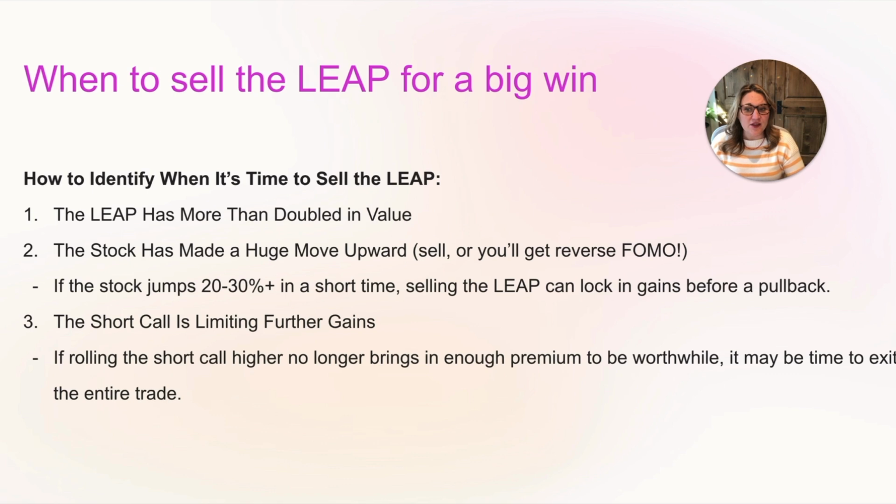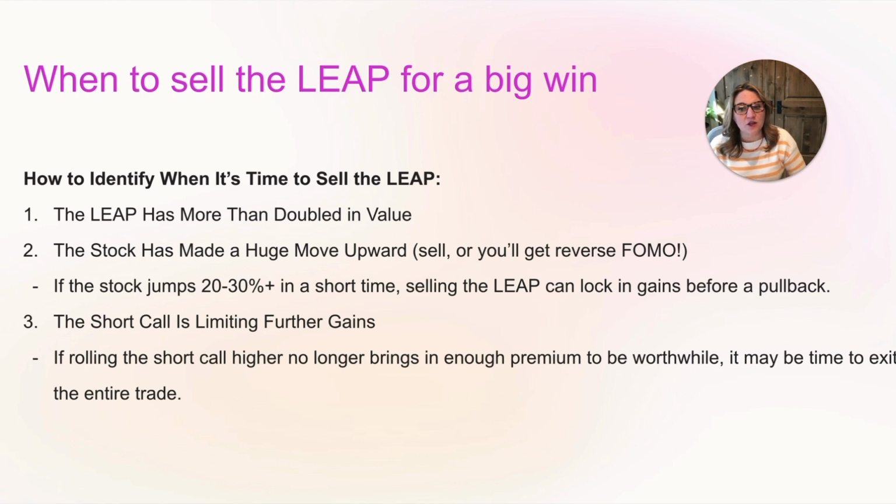Okay, if the stock jumps 20 to 30% in a short time, selling a leap can lock in gains before the pullback. Again, stocks just don't stay the same. They rocket off and then they pull back. So when they rocket off, I just take advantage of the fact that they've rocketed off. I'm not waiting for them to go even faster. That's not the norm. And so I go with what normally happens instead of what rarely happens.